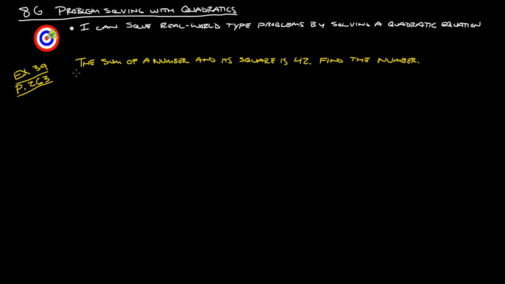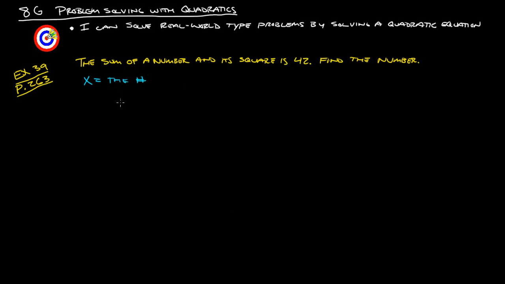page 263, and it says the sum of a number and its square is 42. Find the number. So let's just assign some variables. Well, actually just variable. So x equals the number.